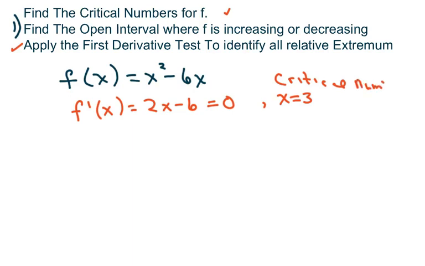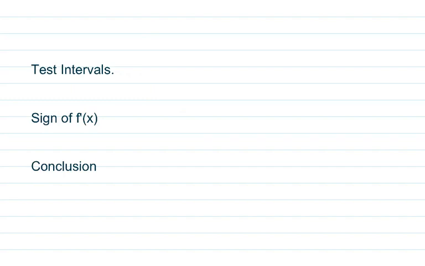Okay, therefore, since it's our critical number, we're going to test it with test intervals, knowing that this is a polynomial. The domain for all polynomials is all real numbers. So my test intervals are going to be from negative infinity to 3, and then we're going to pick it up at 3 to infinity.